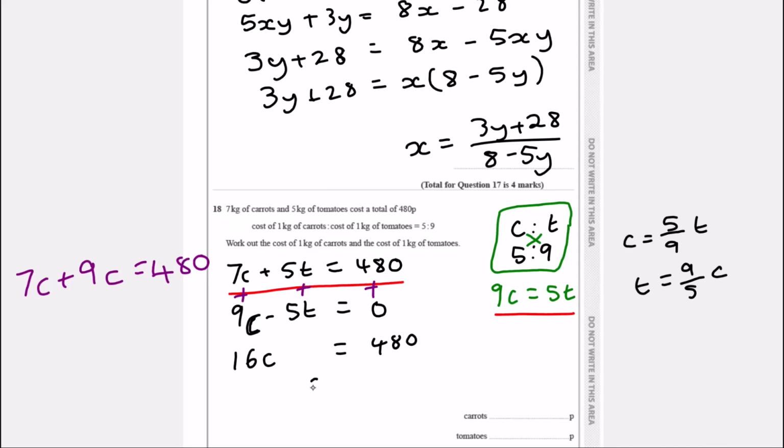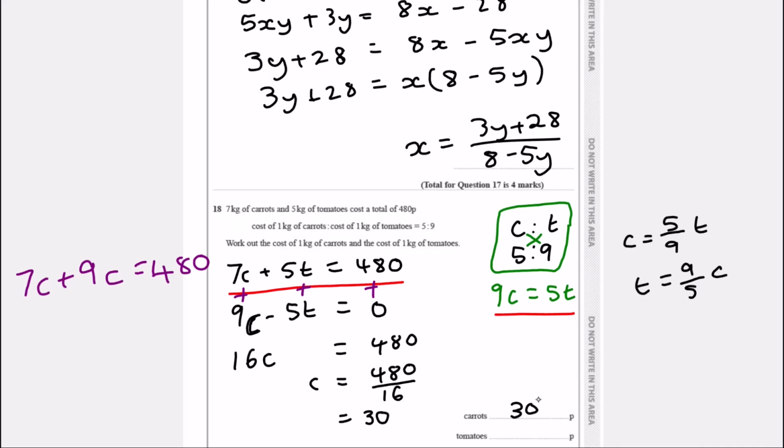Let's get c by itself. Divide both sides by 16. How many 16s make 480? 3 16s make 48. 16, 32, 48. So 30 16s make 480. So carrots cost 30p per kilogram.